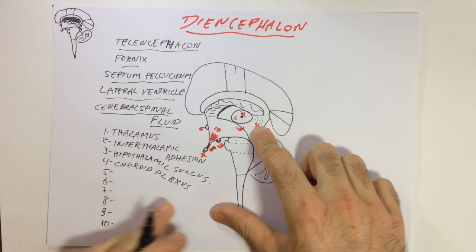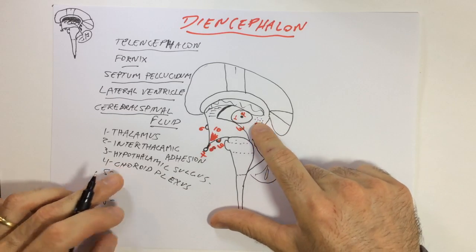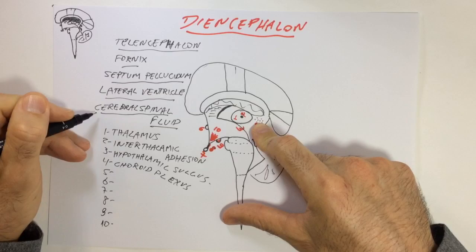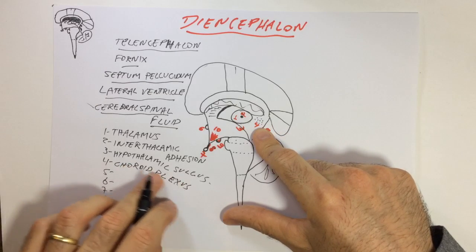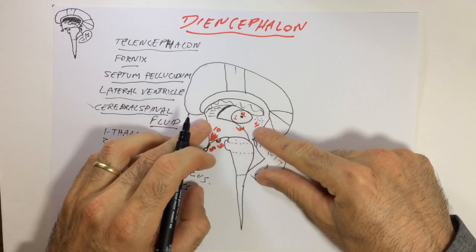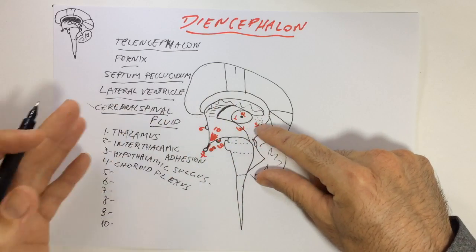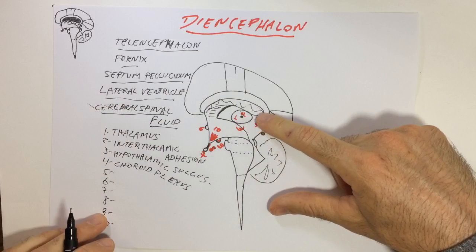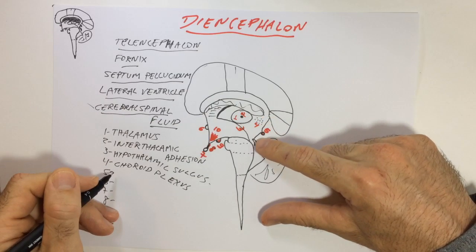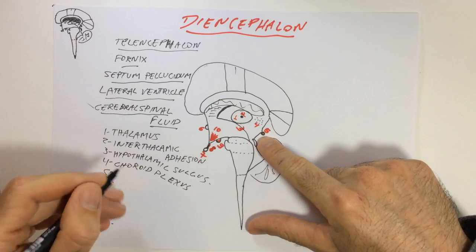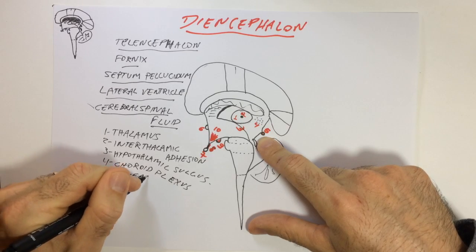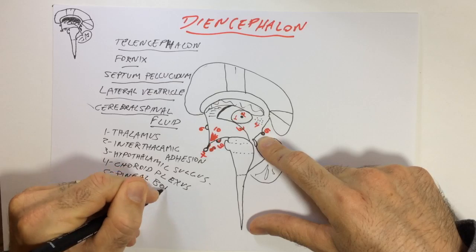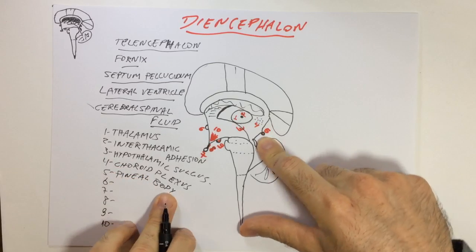Choroid plexus. That is the structure that produces cerebrospinal fluid. And actually there are choroid plexus in different parts of the brain, in different parts of the ventricles. Here is one of the parts. 5 is the pineal, the pineal body.